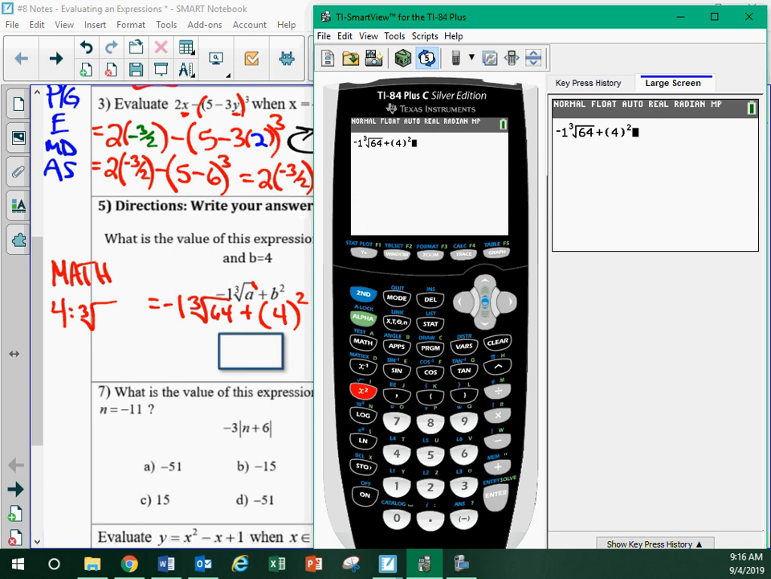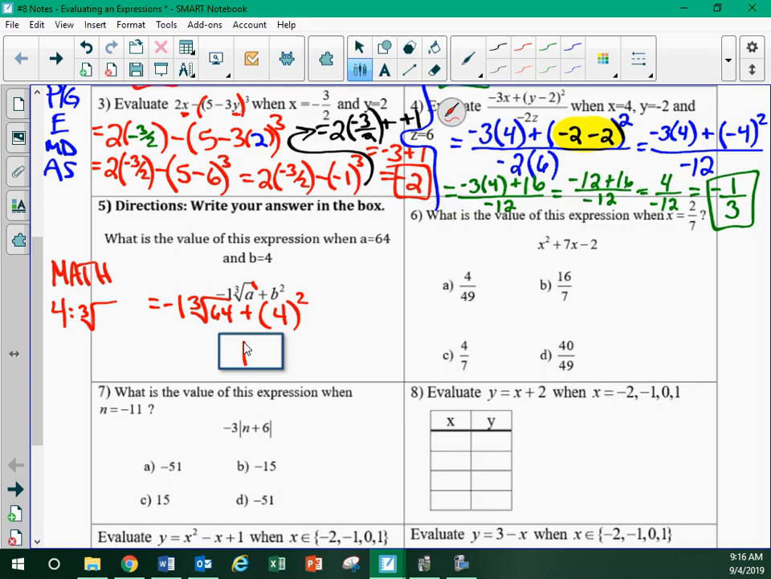So notice my radical ends at the 64, and then everything else is outside. This is 12. Guys, I hear 12. Lots of 12s. Good. And it's already in the box. Okay. So little things like that, you have to be careful with. The calculator is great, but you have to be mindful of those things.